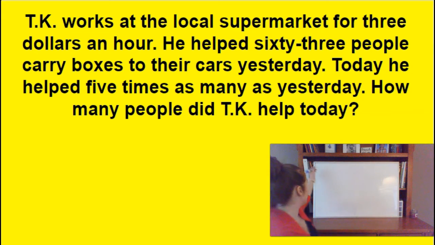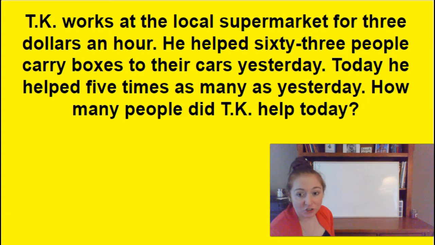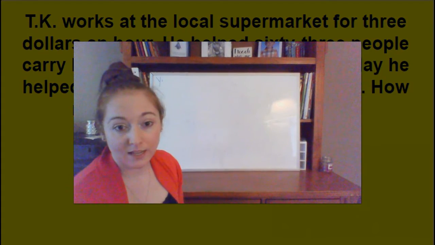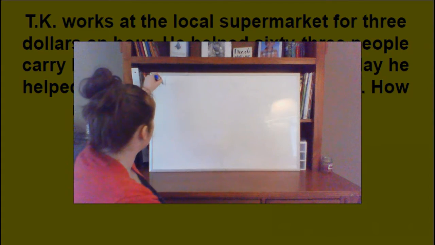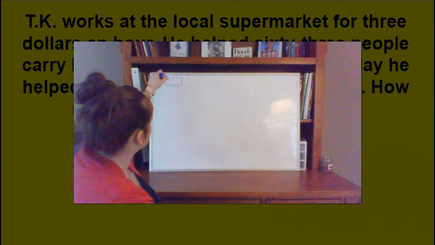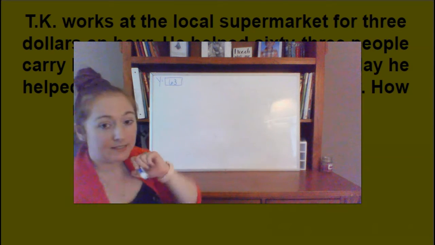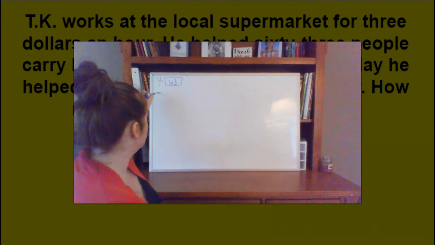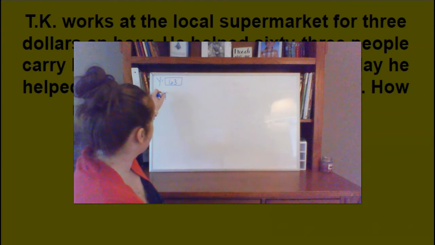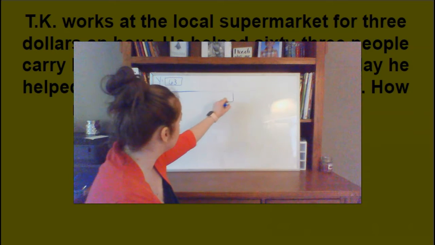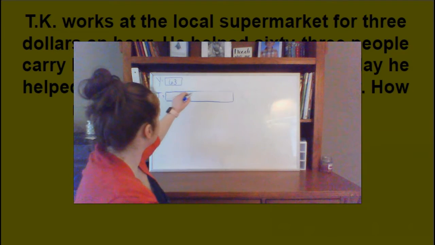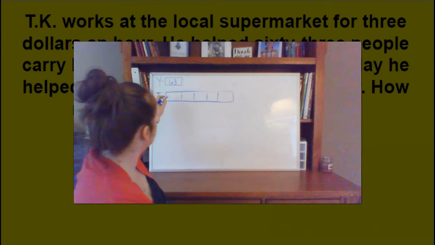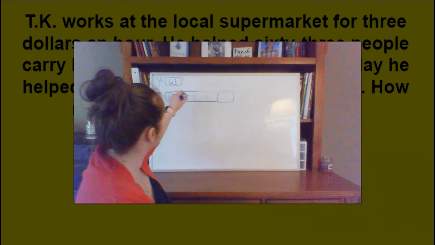So we know his yesterday. So I'll put Y for yesterday. Okay, so yesterday he helped 63 people. Okay, so we know that it's 63. So we're going to go ahead and put one box. And we're going to put 63 people. It said for today, he helped 5 times as many. So I'm going to put a T for today. And we're going to draw 5 boxes. It's 5 times as many. Okay, each one of these is worth 63.